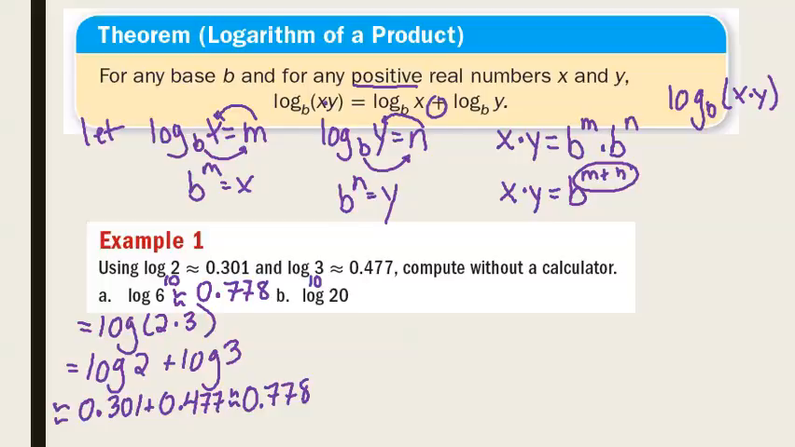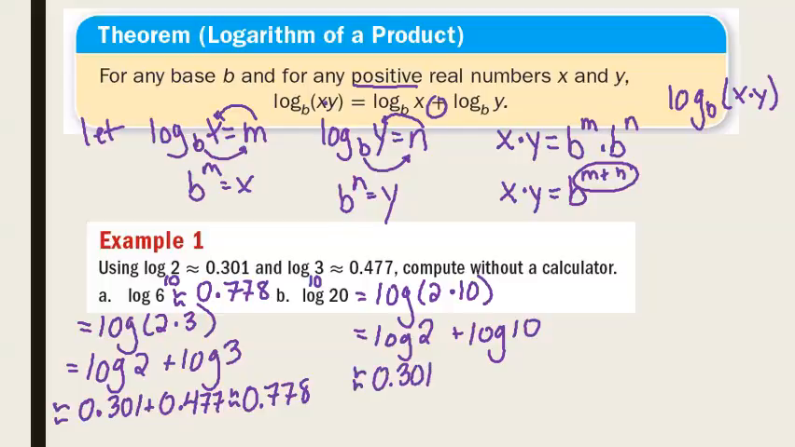Okay, and we can also do the same thing looking at log of 20. So I know that 20 is really 2 times 10, so I can again split that up using my logarithm of a product rule. So I know that the log of 2 from the problem is 0.301. And I know that log of 10, remember this is log base 10 of 10, so whenever the base and the value match, the exponent is 1. So this is 0.301 plus 1, which is going to give us approximately 1.301.